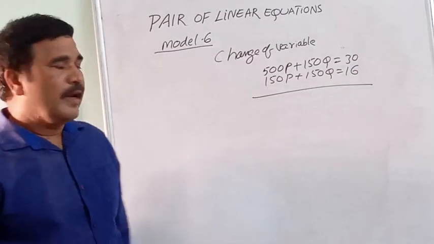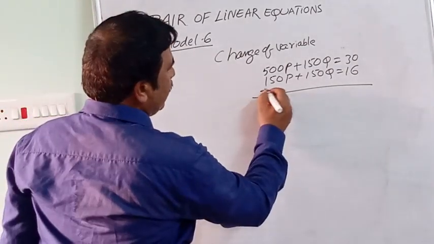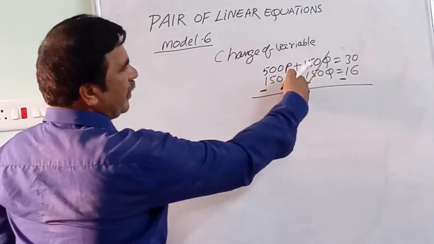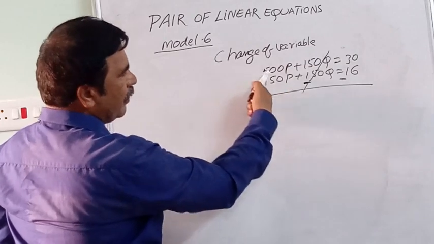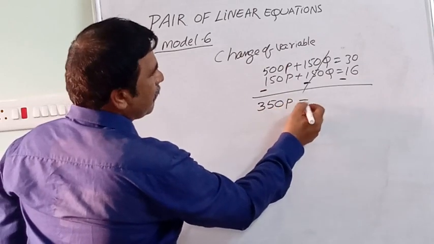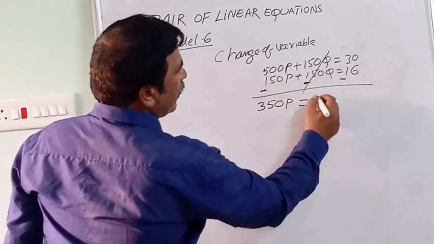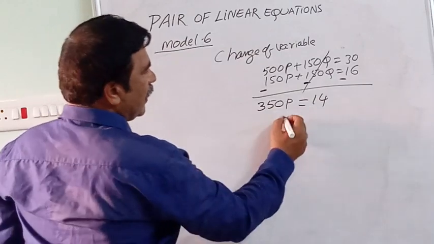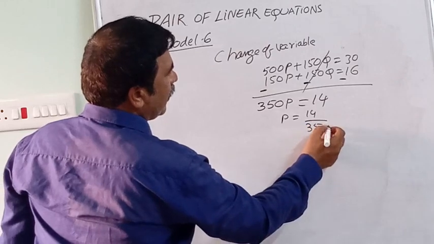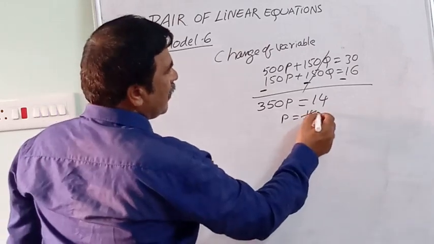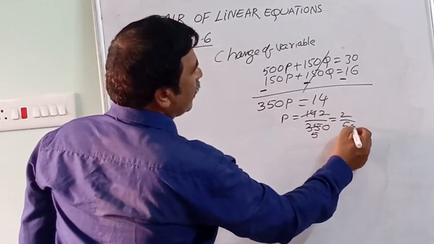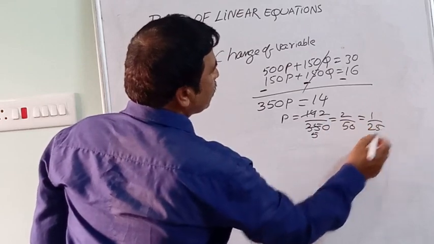See the sign. Now a sign change is required, take minus. This q can be cancelled: plus 150q minus 150q. 500p minus 150p is 350p, 30 minus 16 is 14. Therefore, p is equal to, sending that side, 14 by 350. You can cancel 7 twos are 14, 7 fives are 35. Therefore, it is 2 by 50, that is equal to 1 by 25.